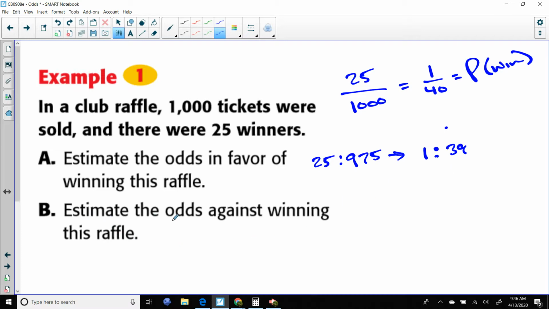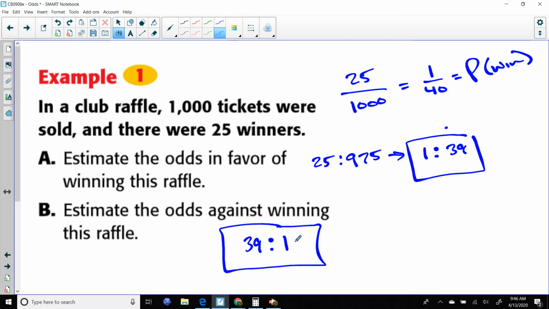So if I come down here, estimate the odds against winning this raffle, this is going to be 39 against, or 39 unfavorable to 1 favorable. So you have a 39 to 1 chance of losing. You have a 1 to 39 chance of winning. And that's how that works. Pretty simple stuff. So we aren't doing probabilities today, we're doing odds. So 1 to 39 would be an answer, 39 to 1 would be an answer. This again is against, and this is in favor of.